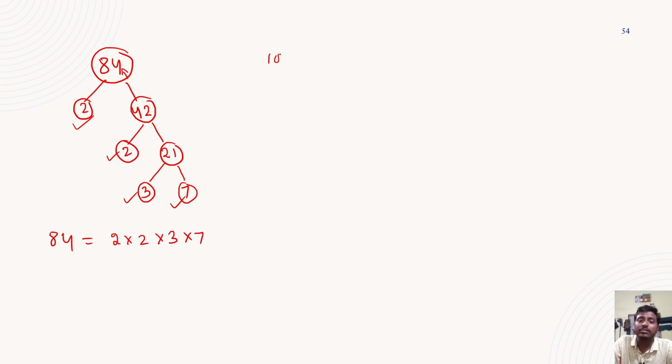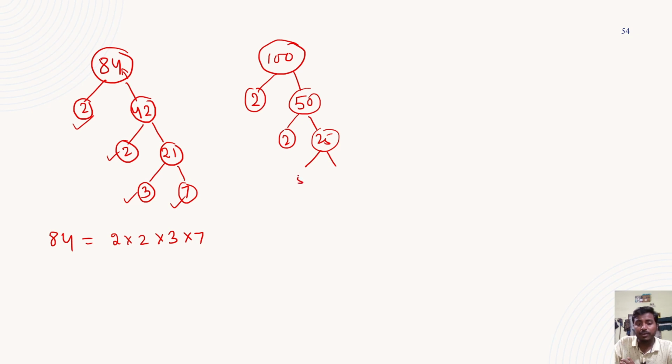Suppose the question is 100, how to write? The same, first we write with 2: 2 into 50. Then again 2, because of the 0: 2 into 25. Now check 3, but 25 is not divisible by 3. That's why we divide by 5. So 5 into 5 is the answer. This method is called the factor tree method. Then how to solve in the division method? The same, 84.